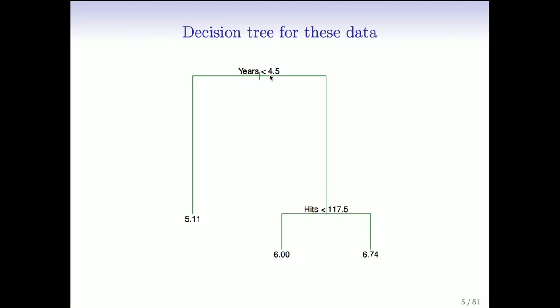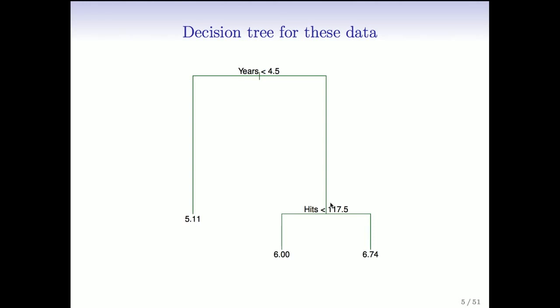So this tree says we're first of all going to split players on the years of experience. Those with fewer than 4.5 years are assigned to the left node, and those with more than 4.5 are assigned to the right. And what's that number at the bottom? I think it's the average log response. I think we took logs here. So it's the average log salary of the players who fell into that bin.